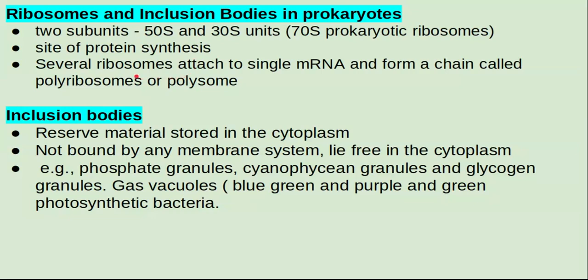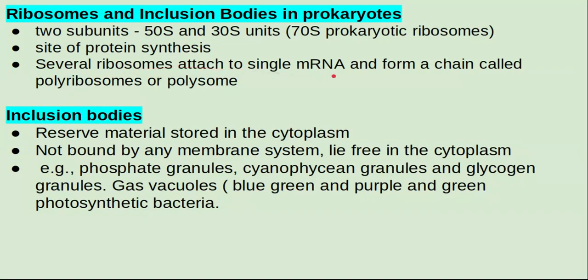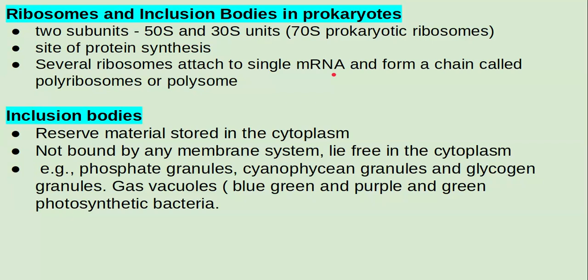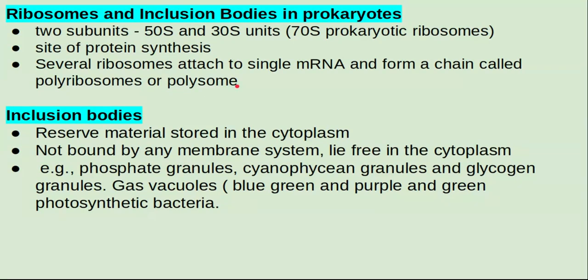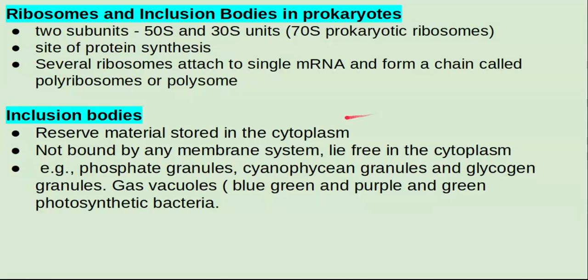And at the time of formation of a protein, you will find several ribosomes attached to a single mRNA. Now this structure where a single mRNA is attached to several ribosomes is called polyribosomes or a polysome structure. It's like a chain of mRNA with lots of beads of ribosomes attached to it.